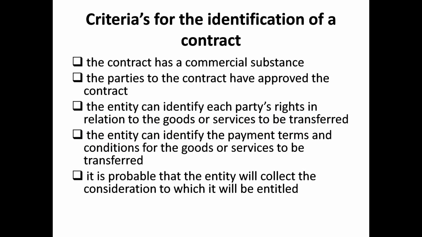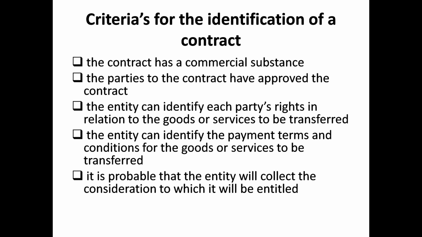Criteria for the identification of a contract. Number 1. The contract has a commercial substance. In the previous example, you have decided to sell 10 hand sanitizer bottles at 100 rupees each. Your objective was to maximize your profit. So it had a commercial substance. Second one, the parties to the contract have approved the contract. The buyer has placed the order and the seller has agreed to supply the goods.